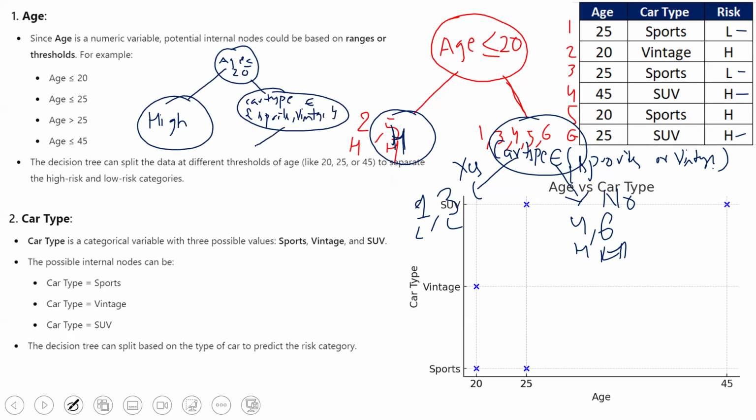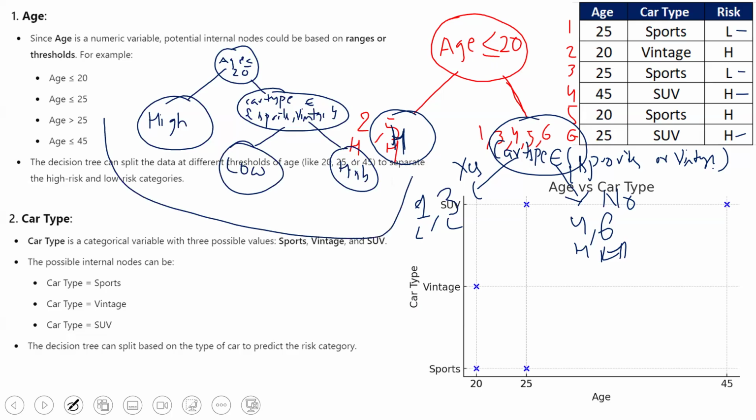And now on the right side of this, it is low. The right side of it is high. Okay. Now on the training set, we have applied all the conditions and we were able to describe everything. Now let's suppose I'm getting new data, something like this. The age is 30 and the car type is sports.